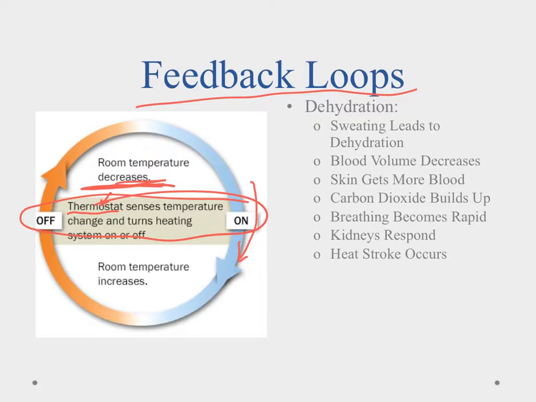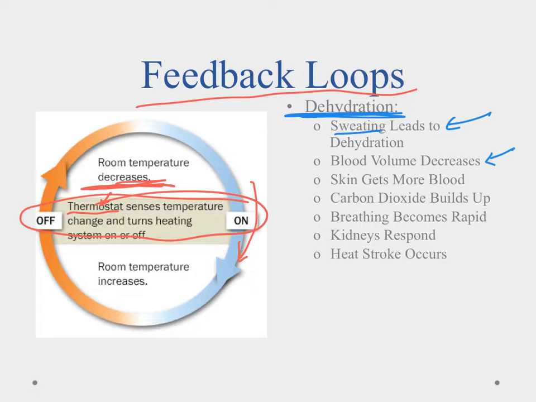Now, the biggest feedback loop that we talk about in our body deals with dehydration, and that's why we mention it here. And what happens is if you're outside and it's hot, then you start to sweat, and sweating is going to lead to dehydration or a lack of water in the body. So as we lose water, our blood volume is going to decrease. And as our blood volume decreases, that means there's less of it going there.